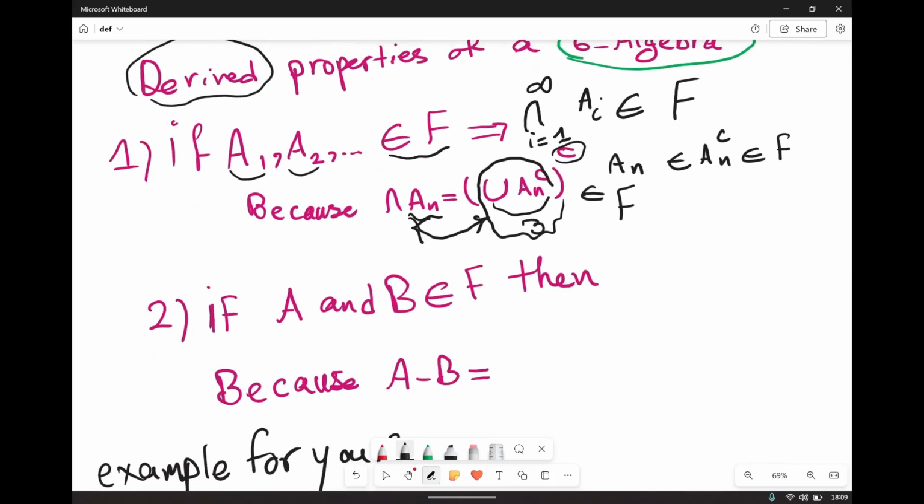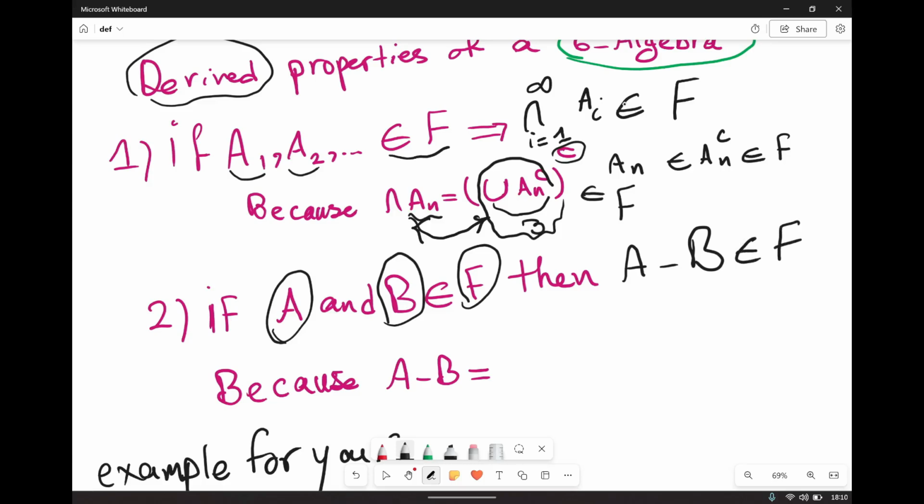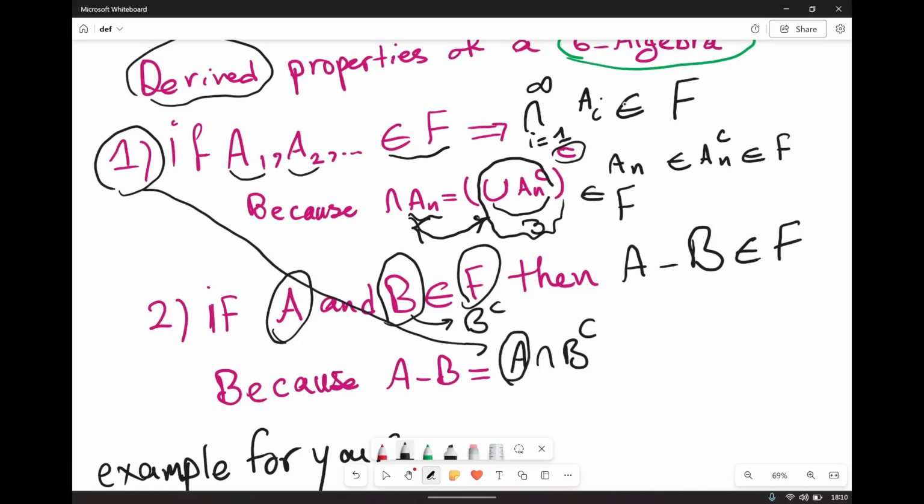About another property, if A and B belong to the sigma algebra, then A minus B is in the sigma algebra also. Why? Because instead of A minus B, the difference of two sets, we can write A intersection B complement. If you consider B is in the sigma algebra, B complement is in the sigma algebra, and by the previous property A intersection B complement is also in the sigma algebra. Therefore, the difference of these two sets is in the sigma algebra.